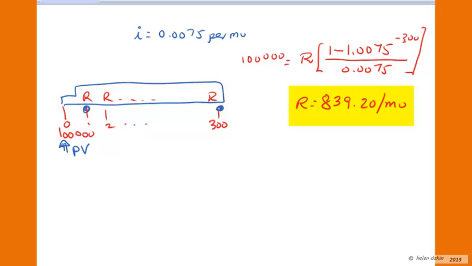Now, we've determined that the monthly payment for a 25-year term is $839.20. What would happen to the term or the period of this loan if the monthly payment is increased to $1,600 per month? In other words, what happens to the length of the amortization period if the payment is almost doubled? Let's take a look and see.